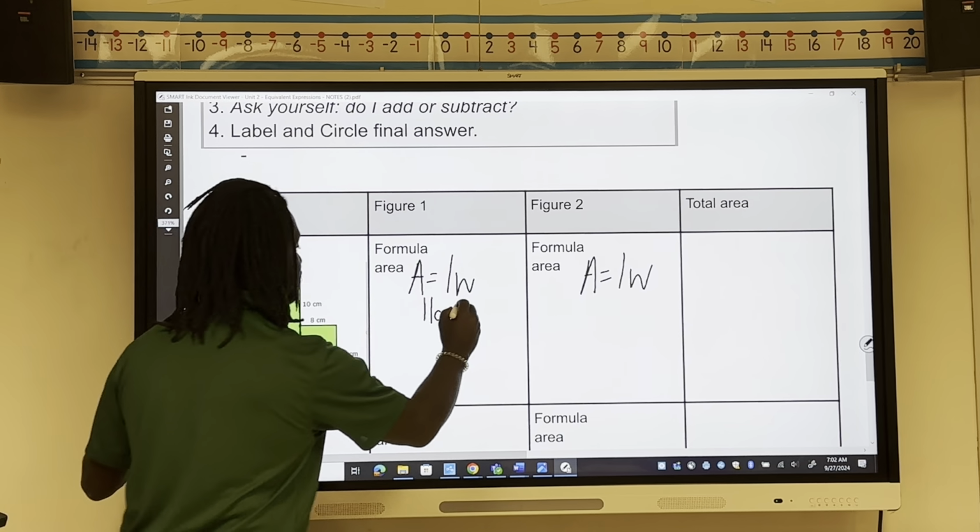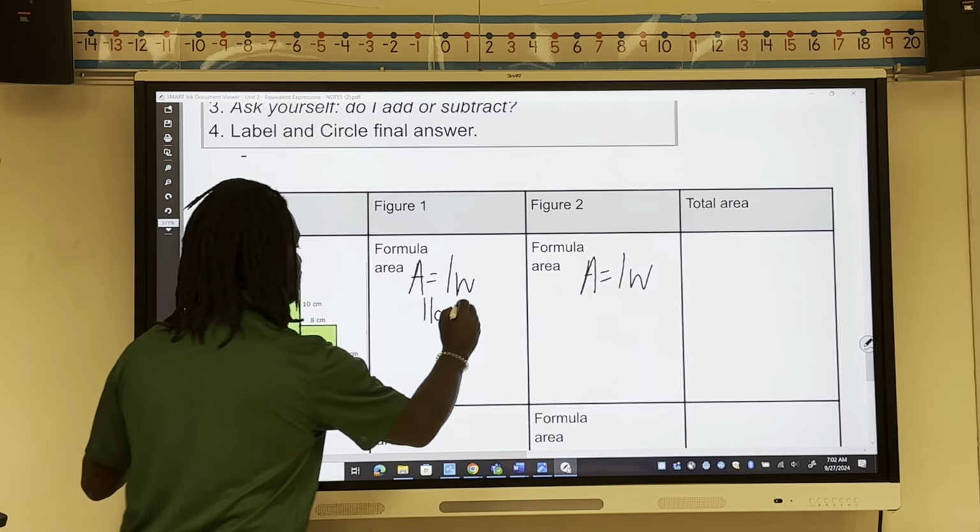Then I'm finding the total area. So I'm doing 256 centimeters squared plus, and this is where I ask myself, do I need to add or subtract? Here I need to add 104, because I'm finding the total of both of those centimeters squared. When I add those up, I get 360 centimeters squared, and this is my answer. All right, so that's it.